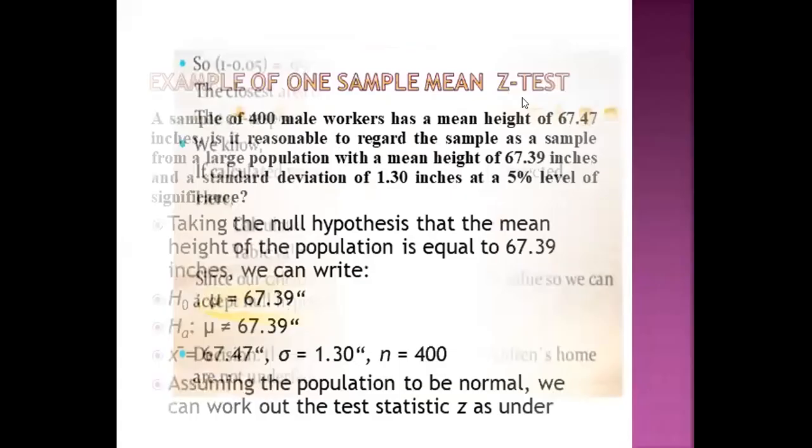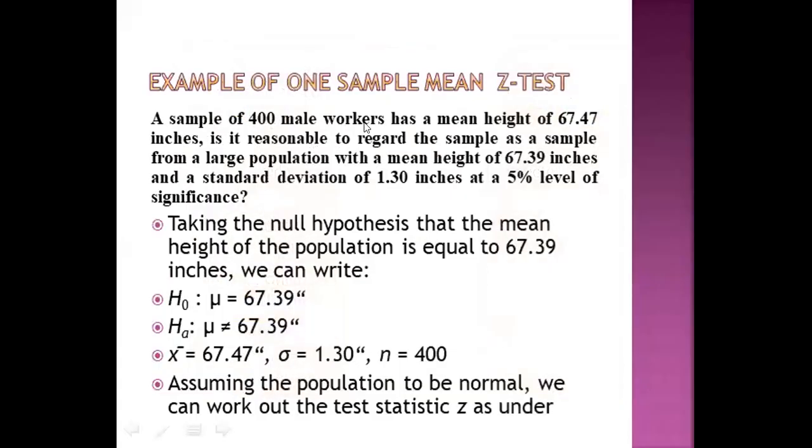There is a further example of one sample z-test. In this, 400 male workers have a mean weight of 67 inches and we want to regard the sample as a sample from a larger population with a mean weight of 67 and standard deviation 1.30 inches, at 5% level of significance.